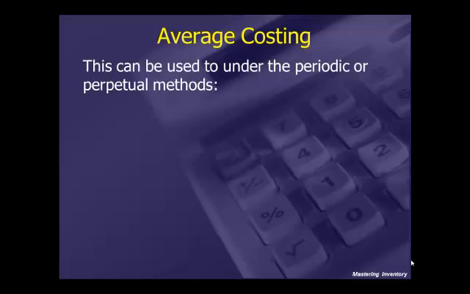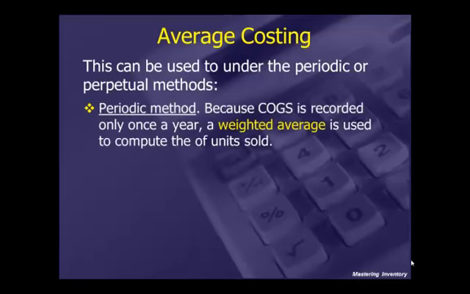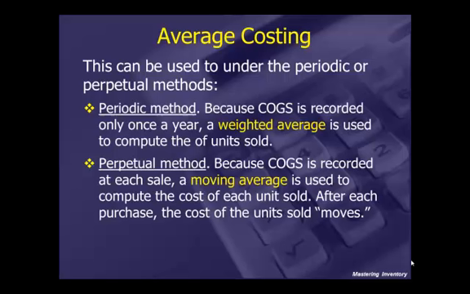Average costing can be used under the periodic or the perpetual methods. Periodic method, because cost of goods sold is recorded only once a year, a weighted average is used to compute the units sold. Under perpetual, because cost of goods sold is recorded at each sale, we have a moving average that is used to compute the cost of each unit sold. So after each purchase, the cost of the unit sold moves. We have an updating of the cost. It changes when we have new purchases.